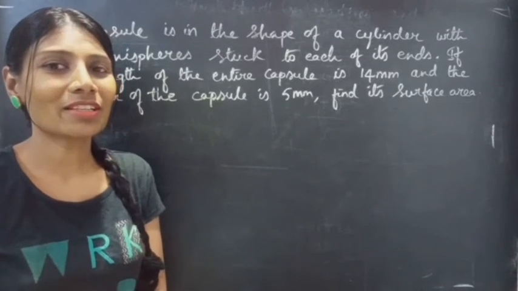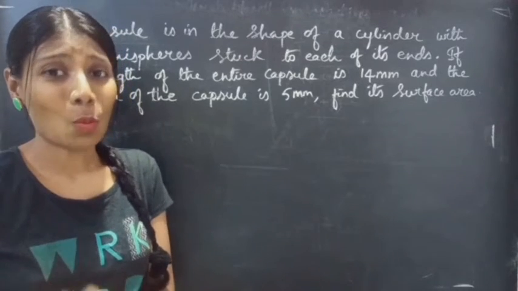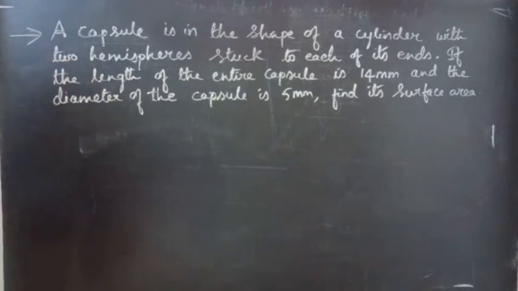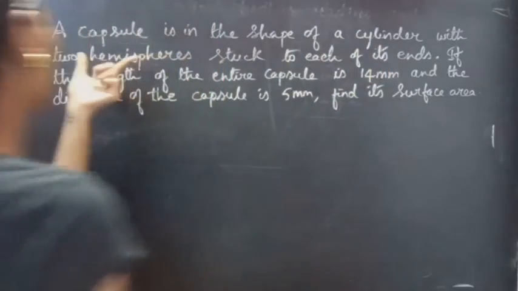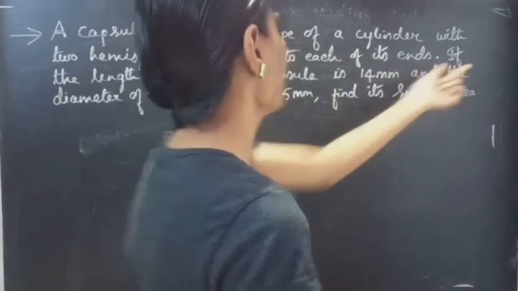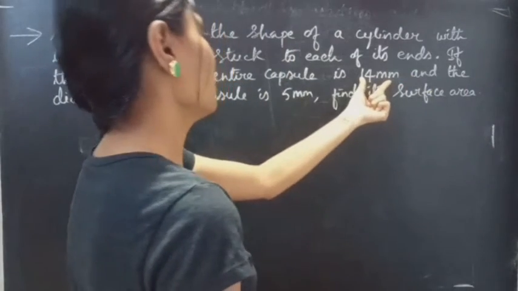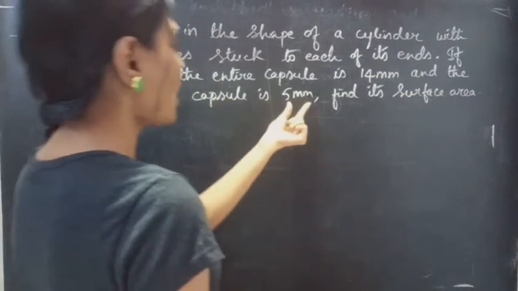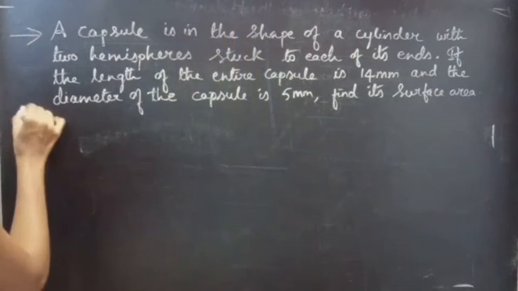This is Kalpana here. In this video, we are going to see a problem from combined solids, or combination of solids, from mensuration. So let's get started. Problem: A capsule is in the shape of a cylinder with two hemispheres stuck to each of its ends. If the length of the entire capsule is 14 mm and the diameter of the capsule is 5 mm, find its surface area.